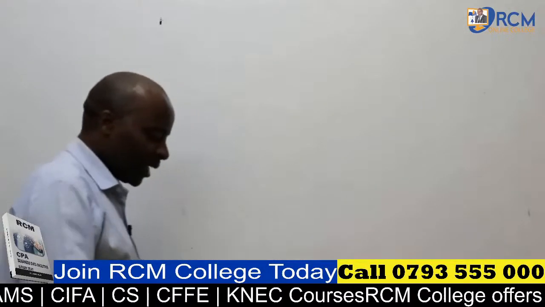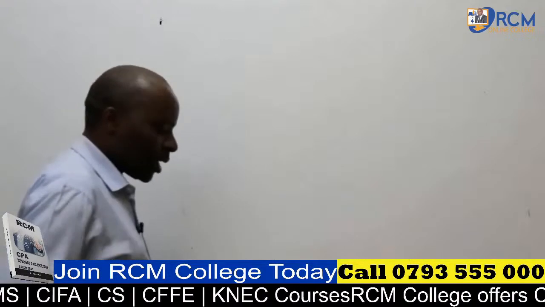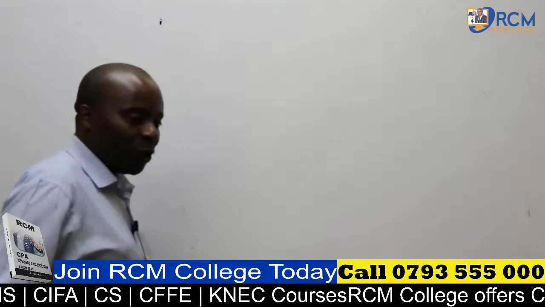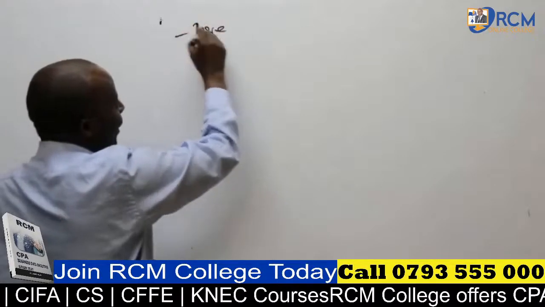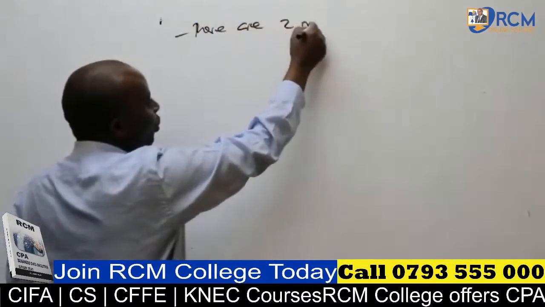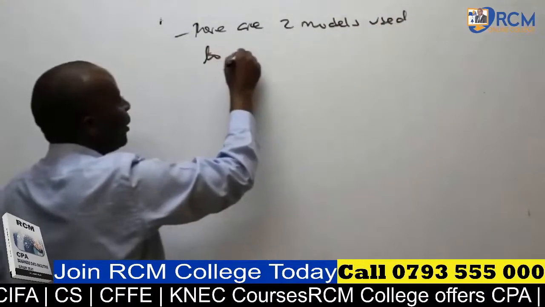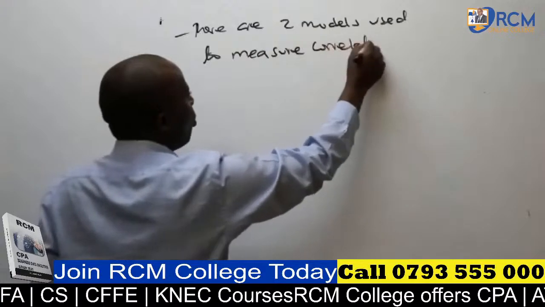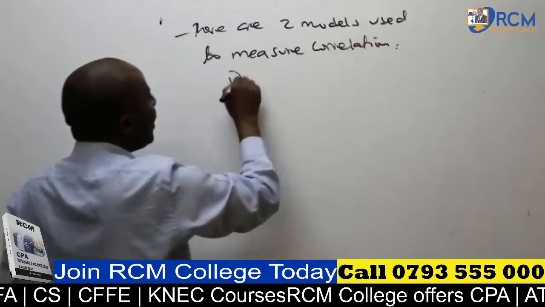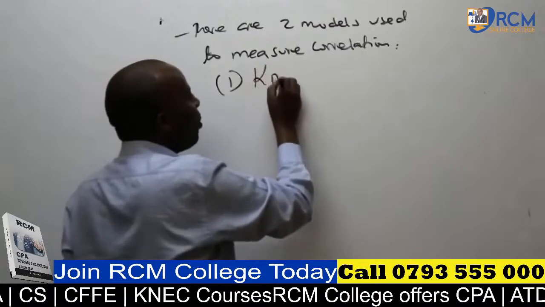You're in a negative relationship. Ladies and gentlemen, for us here, there are 2 models which are normally used to measure correlation. So there are 2 models. We're writing our notes there that there are 2 models used to measure correlation. Number 1, ladies and gentlemen, we have what we call the Carl-Pearson's model.